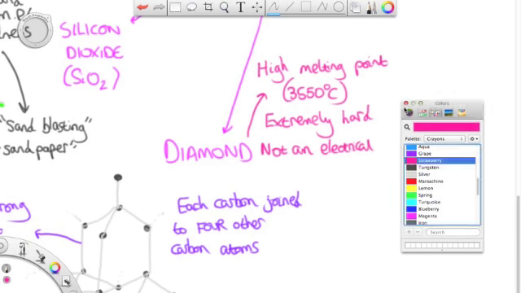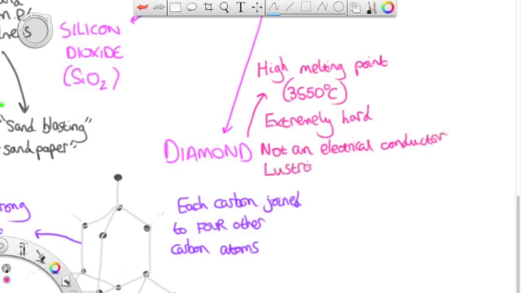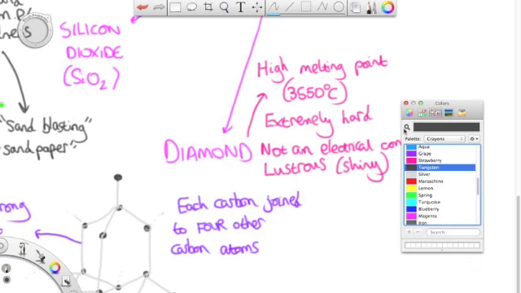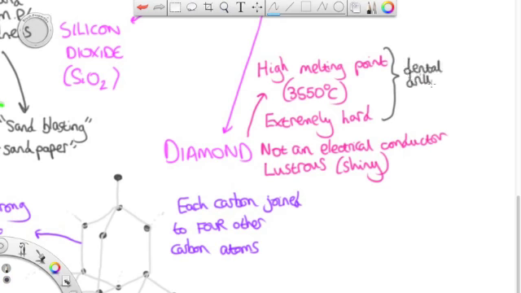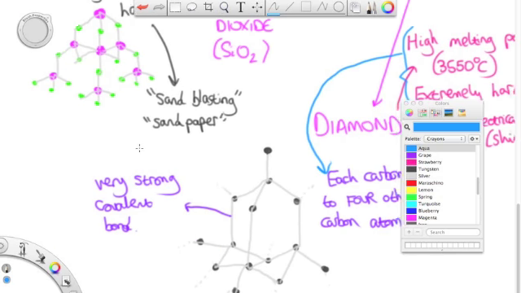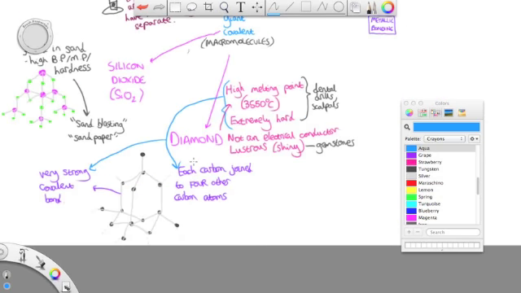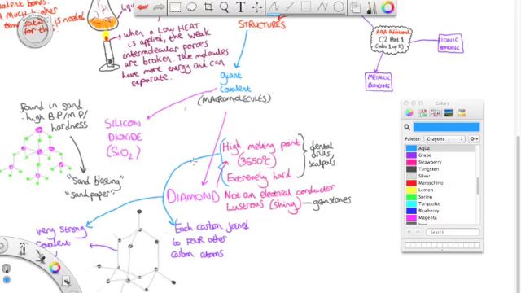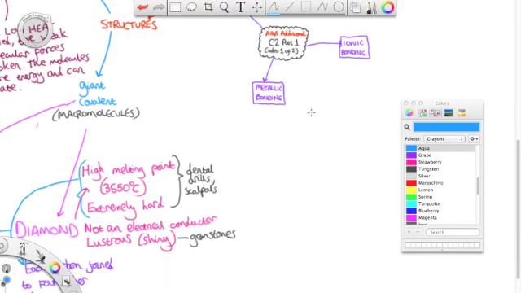It's pretty much the hardest natural material we use. It's not a conductor of electricity because it's not able to have free electrons to move, and it's also lustrous or shiny, which is why we use it for gemstones. Now we can use diamond for things like dental drills and scalpels because not only are they very hard, but they also don't melt when they're hot, as they have a very high melting point.